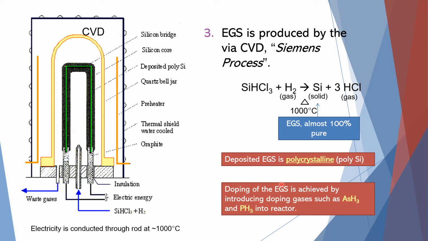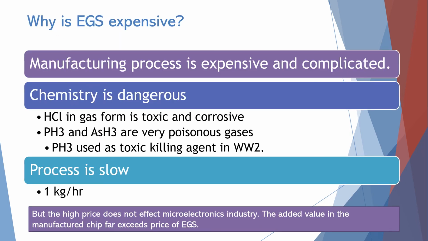If the EGS needs doping, then they will introduce doping gases, for example AsH3 or PH3, into the reactor, so that the silicon being created will have the doping effect on it. Compared to the MGS, EGS is very expensive. This is due to the manufacturing process itself being very expensive and complicated.